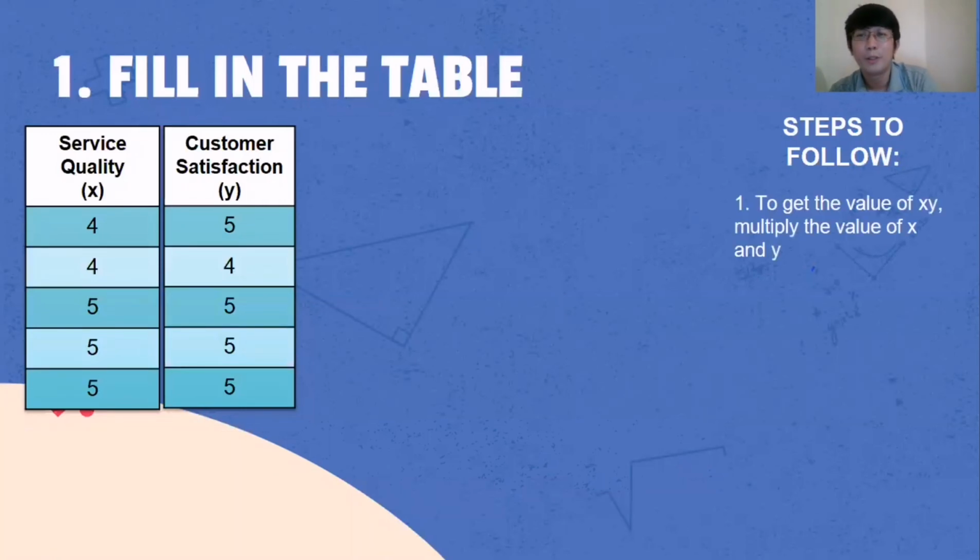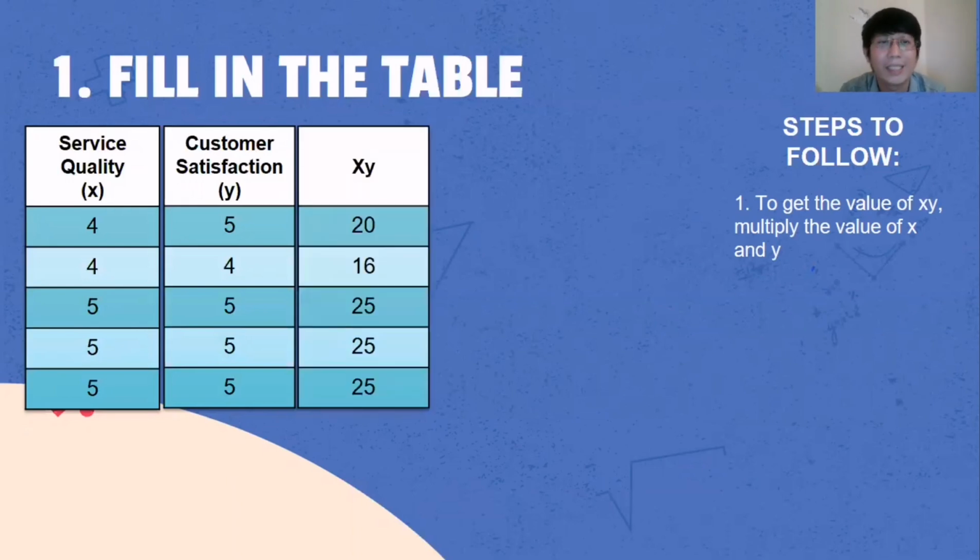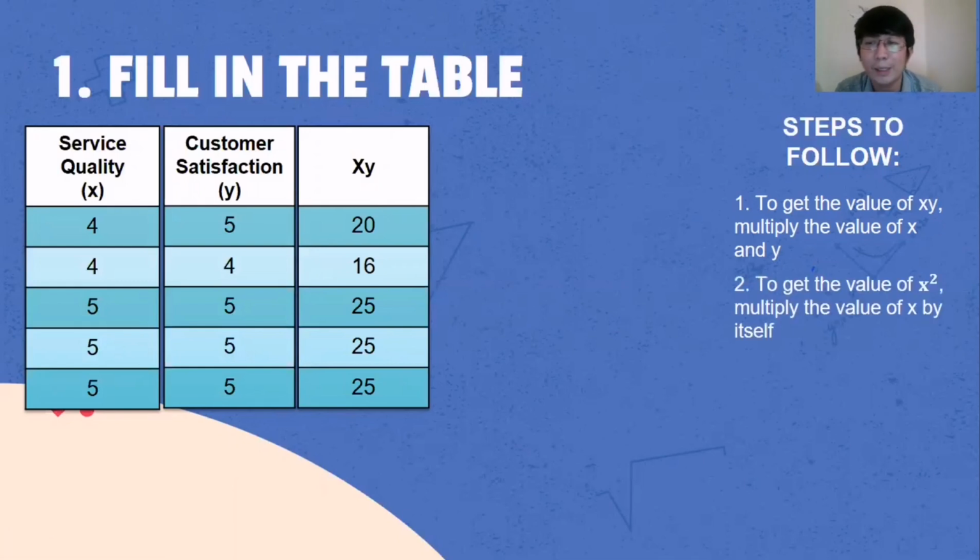The first step, to get the value of XY, multiply the value of X and Y. As easy as that. 4 times 5, that's 20. 4 times 4, that's 16. 5 times 5, that's 25. 5 times 5, that's 25. 5 times 5, that is 25. Isn't it very easy?